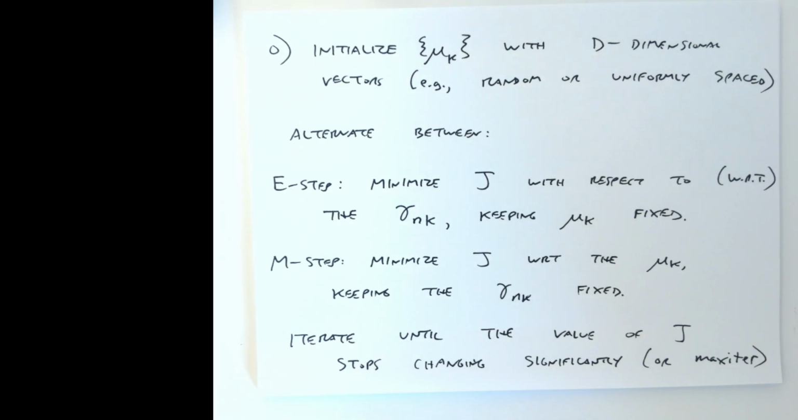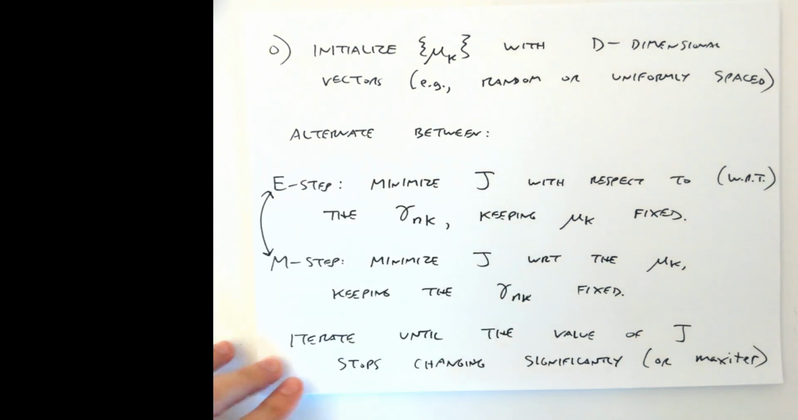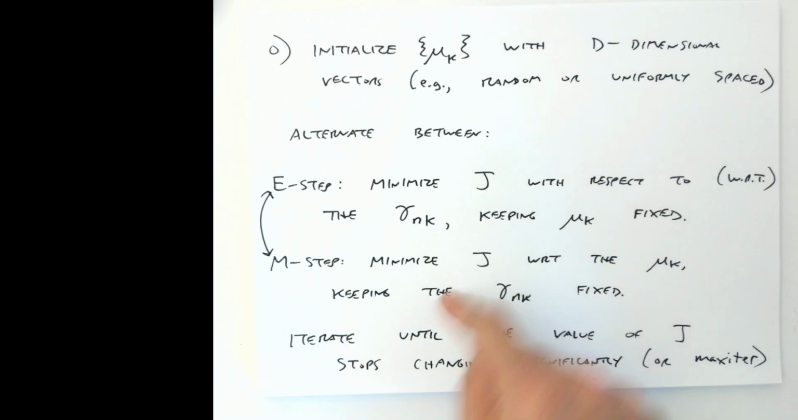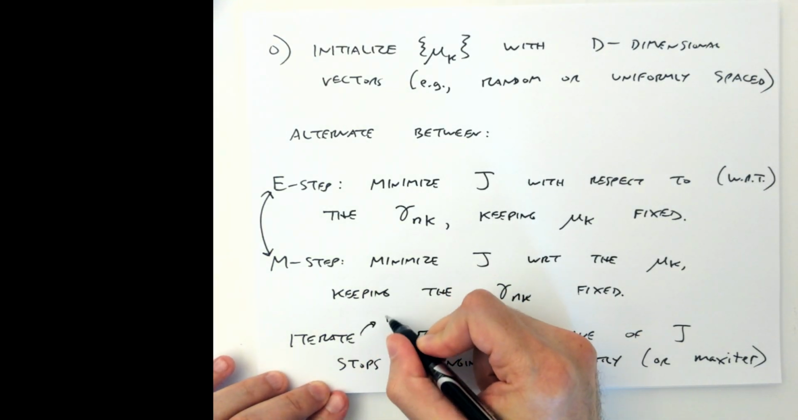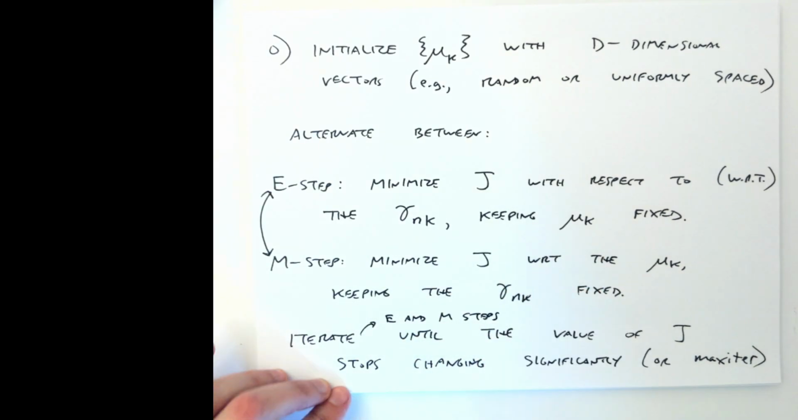Question: is the iterating only for the M step? No, the iterating is that I keep bouncing back and forth between these steps. I do this, this, this, this. I keep doing that until I stop. So let's just say: iterate E and M steps, just to be clear.